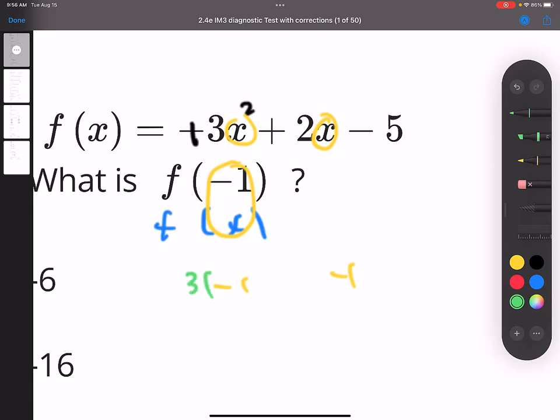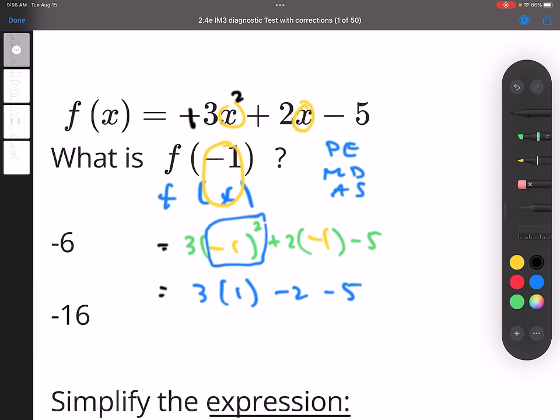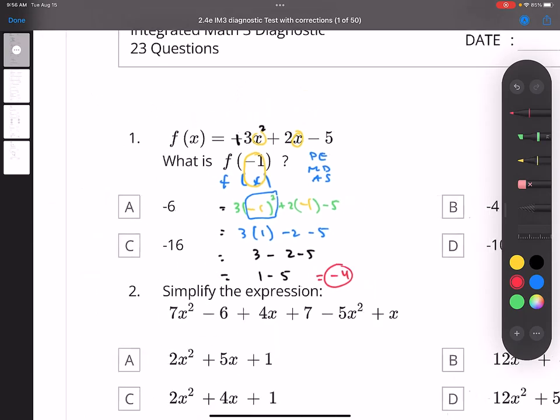So I have negative 1 squared times 3 plus 2 times negative 1 minus 5. Did you notice I put those in parentheses? And then we're going to use PEMDAS here. Negative 1 squared is 1. 2 times negative 1 is negative 2 minus 5. And then I have 3 minus 2 minus 5. And this is 1 minus 5, which is negative 4. That is my answer.